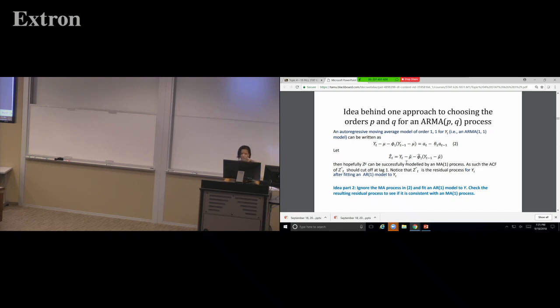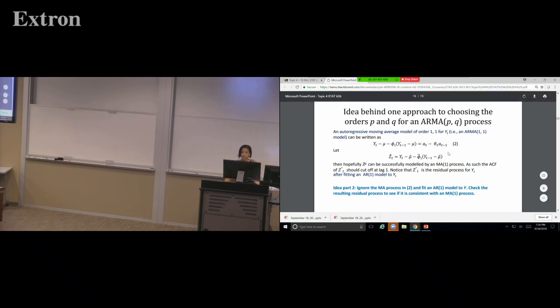Why would you check the residual process? Because if you look at the Z of t here, what is Z of t really? Z of t is really Y of t minus an estimated AR1, right? And that difference between those two is a residual, right? An observed minus what we would expect to get. So this Z of t is really a residual. So if we check the residual process, we would expect it to be consistent with the right-hand side, a moving average.